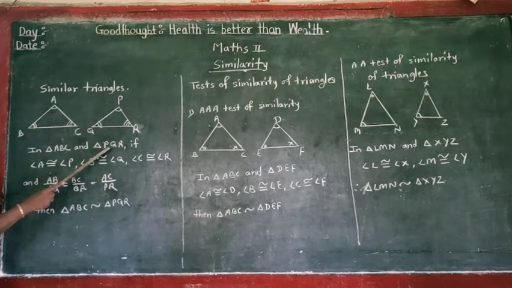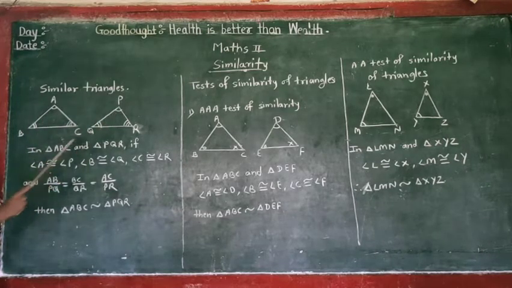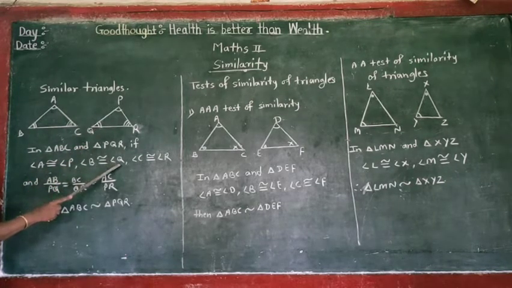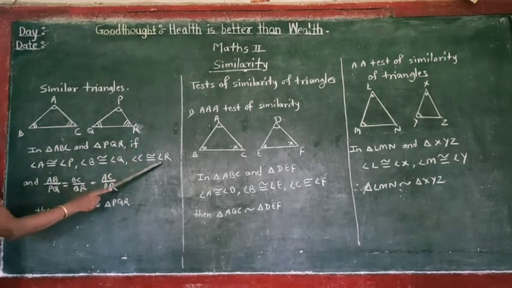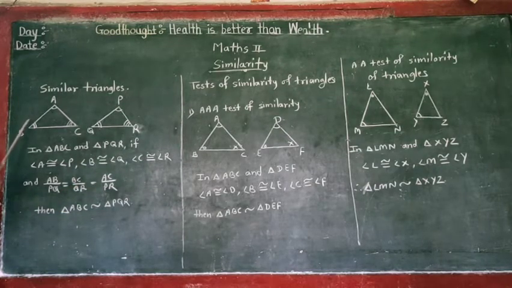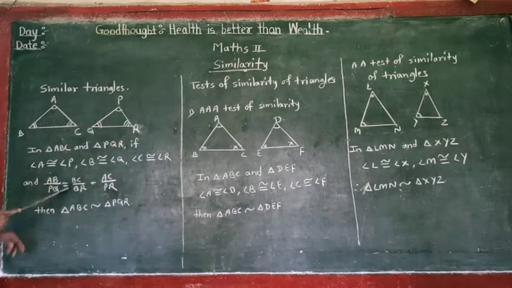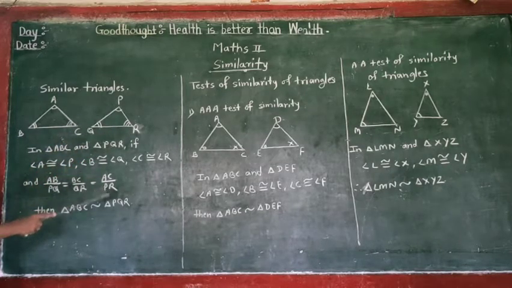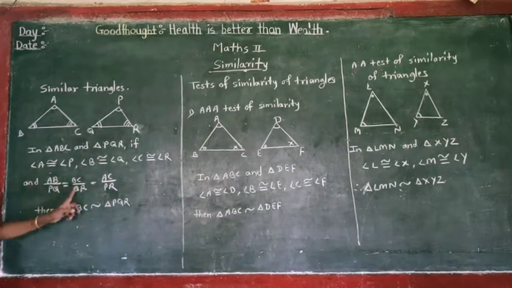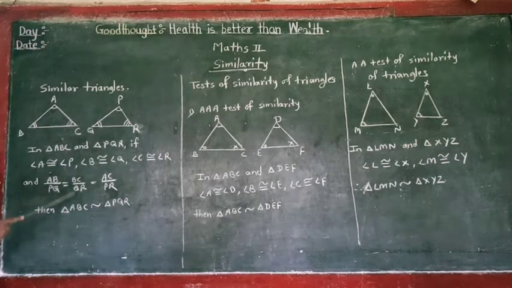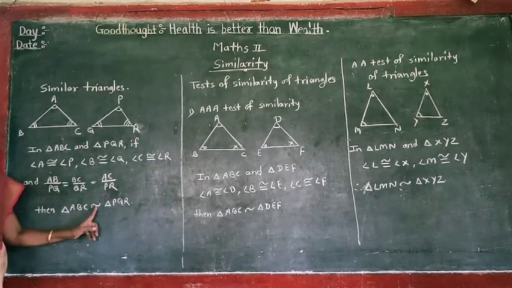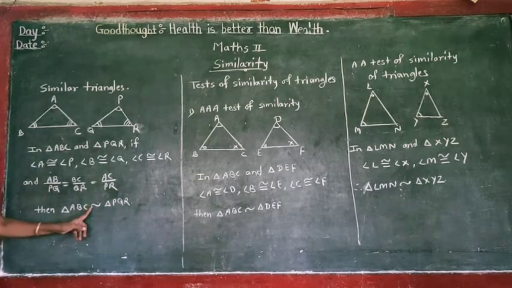In triangle ABC and triangle PQR, if angle A is congruent with angle P, angle B is congruent with angle Q, angle C is congruent with angle R, and the ratios of corresponding sides, AB upon PQ, is equal to BC upon QR, and equal to AC upon PR, these three ratios are equal, that means corresponding sides are in the same proportion, then we say that triangle ABC is similar with triangle PQR, and it is expressed as triangle ABC similar with triangle PQR. This is the sign for similarity.